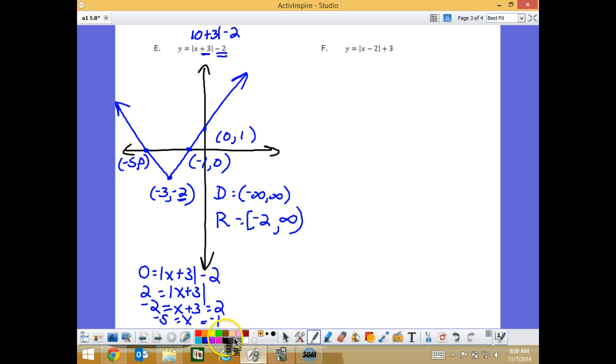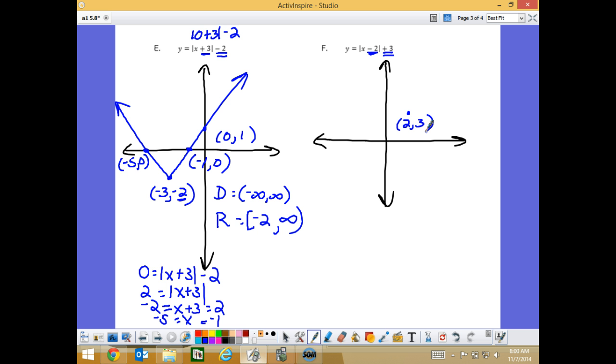And now, the last example with the graphic. Subtracting the 2 inside with the x moves that vertex 2 to the right. Adding 3 moves it 3 up. So we're going to take the vertex, which is normally at the origin. We're going to move it 2 to the right, and then 3 up. So that is going to be the point 2, 3.